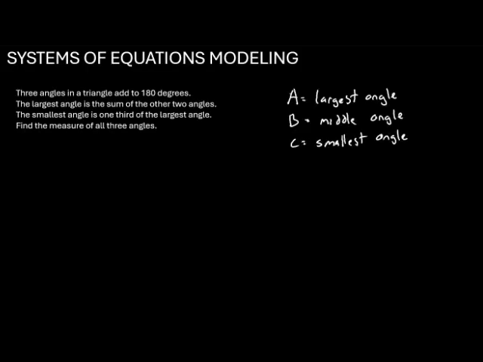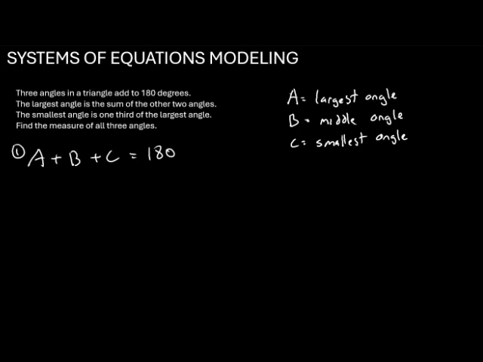The first sentence in this paragraph says that the 3 angles in the triangle add to 180 degrees. This means if we add all 3 angles together, we should make 180. Since we have labeled each angle with a letter, angle A plus B plus C together must make 180. This will be our first equation.